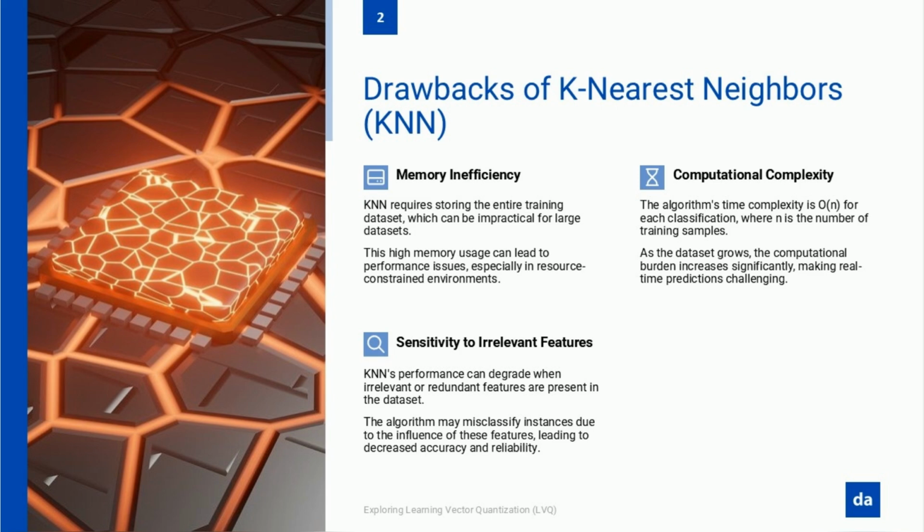One of its biggest weaknesses, it's super sensitive to irrelevant features. Say you're classifying emails as spam or not spam. You train your KNN model on words in the email, but what if there's a weird feature like the font size of the email?